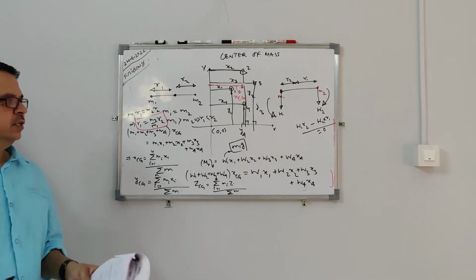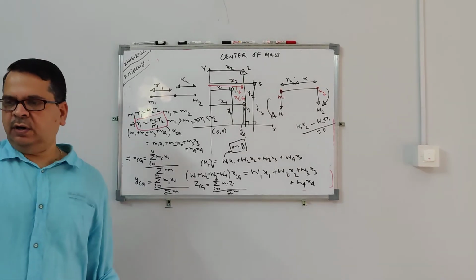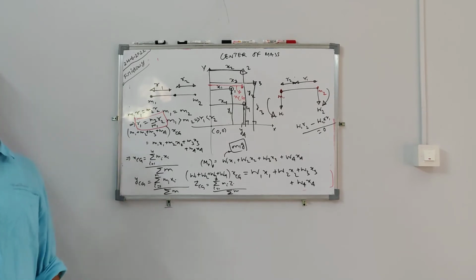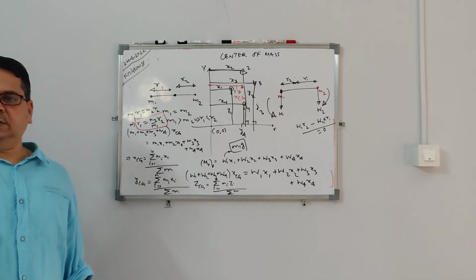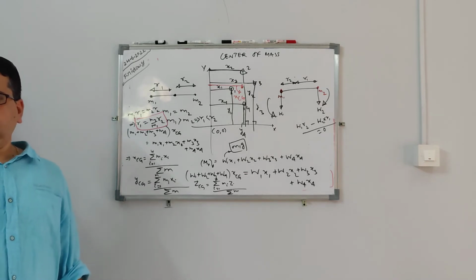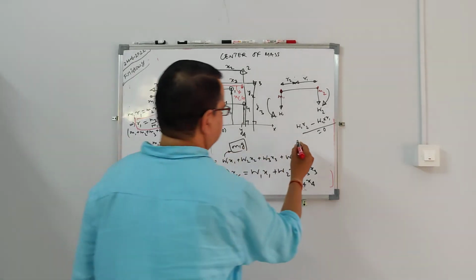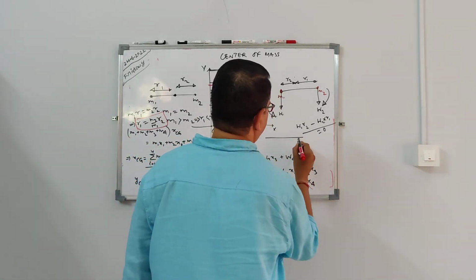Understood. So what you see in your weighing balance, scale, what is it called, spring balance, no, weighing balance. This we are measuring the mass. Weighing scale.